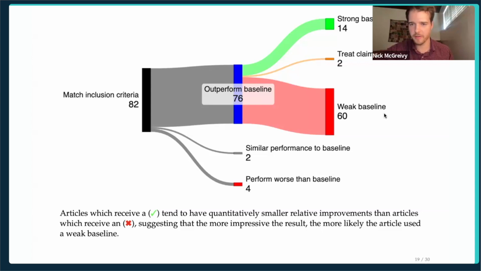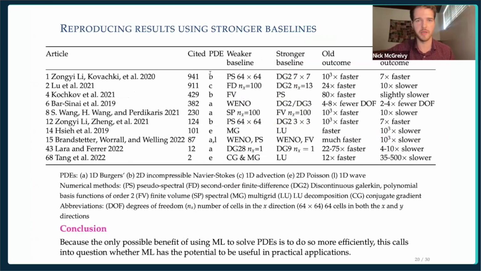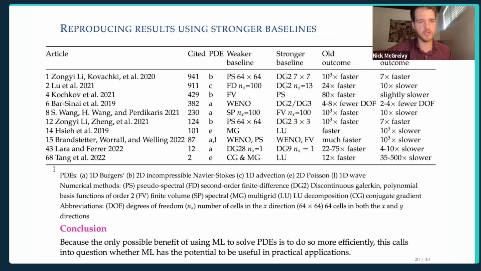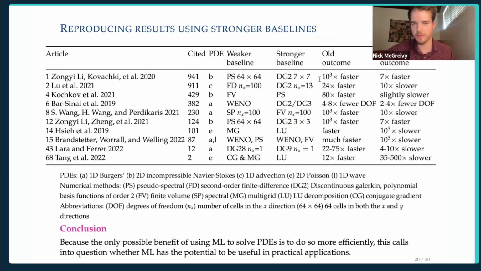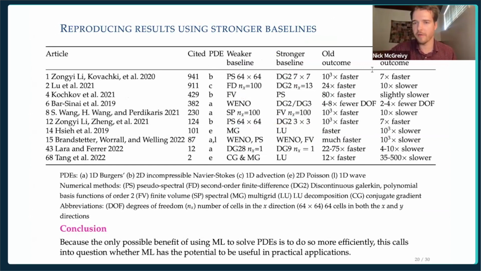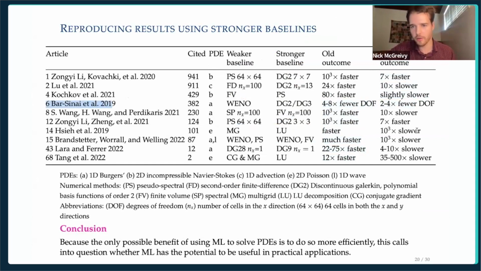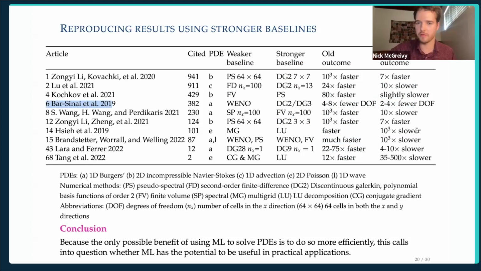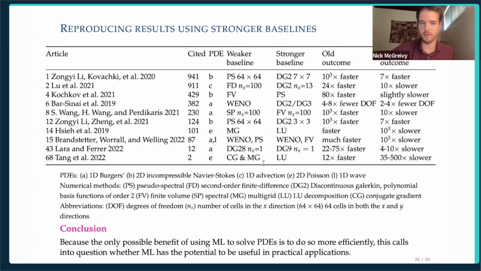Now, you might say, okay, does this matter? Is it really a big deal that we're comparing to a strong baseline rather than a weak baseline? And we think the answer is yes. It is a big deal. And the reason that we think that is because in 10 of the cases, we actually reproduced the results using a stronger baseline. And we focused on simple 1D and 2D PDEs and simple geometries that could be easily reproduced. And we found that in every case except for number 6, the stronger baseline was at least 2 orders of magnitude faster than the weaker baseline. Using a strong baseline can make a really, really big difference. And in most of the cases we found, it made a really, really big difference.